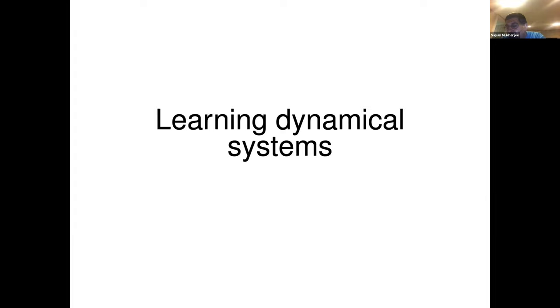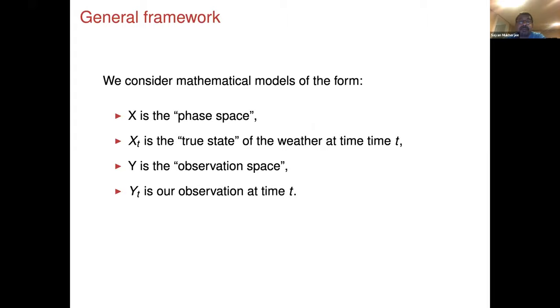how do I think about this when I think about dynamics? That's what I'm going to talk about for the rest of today. So let's say X is my phase space. X sub t is the true state of the weather at time t, for example. And then I have an observation space, and y sub t is my observation at time t. And please, if you have any questions, just chime in. So what we have access to are the observations.